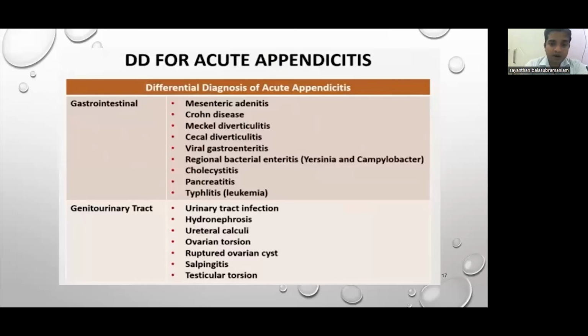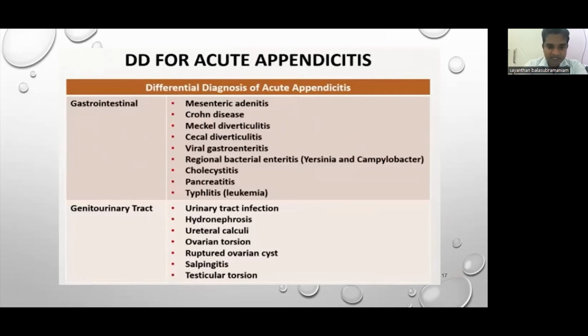Mesenteric adenitis, Crohn's disease, Meckel's diverticulum, cecal diverticulitis, viral gastroenteritis, bacterial enteritis, cholecystitis. Even sometimes the patient will not have right iliac fossa pain, because the appendix will be in a higher position, close to the right hypochondrium. We have operated on many patients with similar presentations. Sometimes we confuse cholecystitis with appendicitis, so we need to finally confirm with the surgical management.